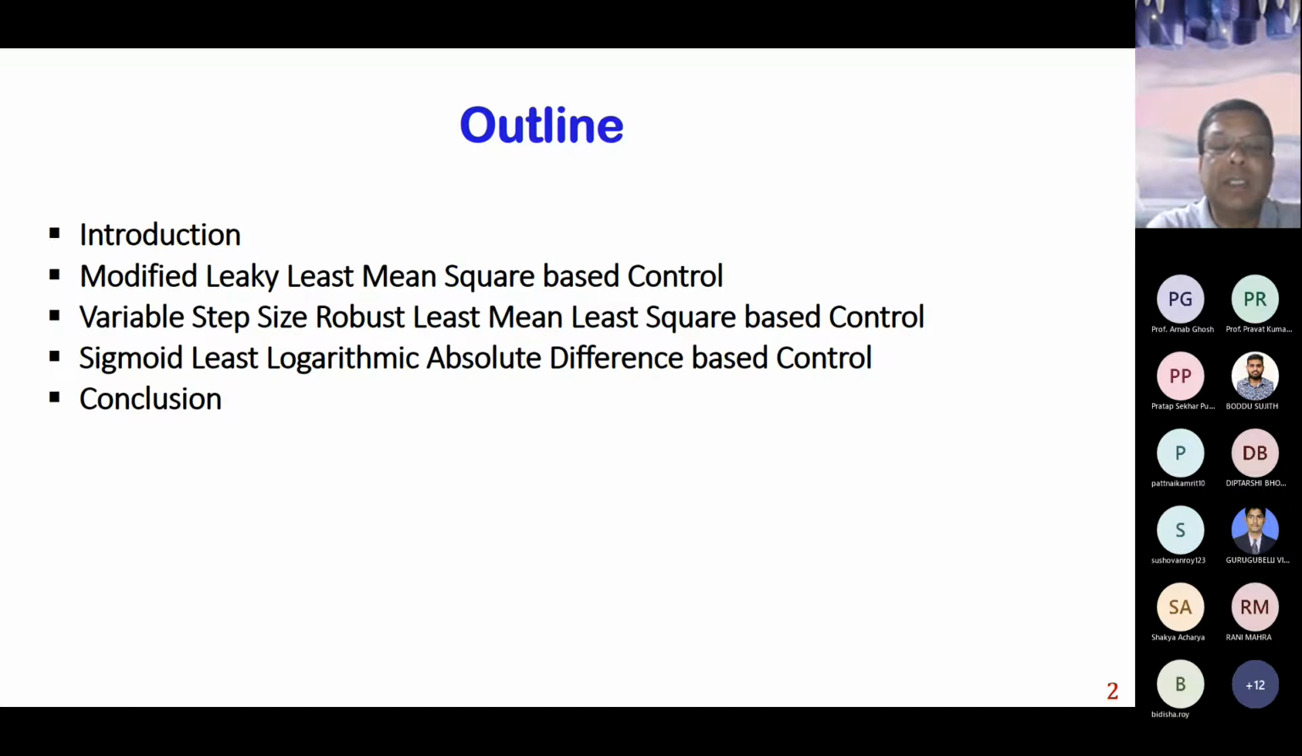These are basically using some filtering techniques, and those are the leaky LMS, that is leaky least mean square algorithm. Another is the robust least mean square algorithm, and then another is the sigmoid logarithm based algorithm. So these are the adaptive filtering algorithms that are used for designing the adaptive control for the grid connected photovoltaic system. And then I will speak about some concluding remarks.